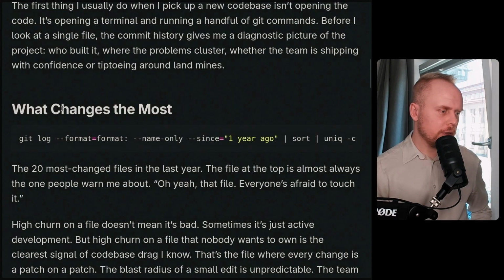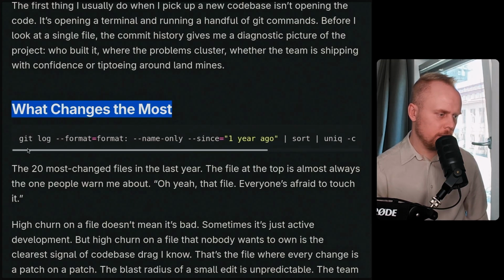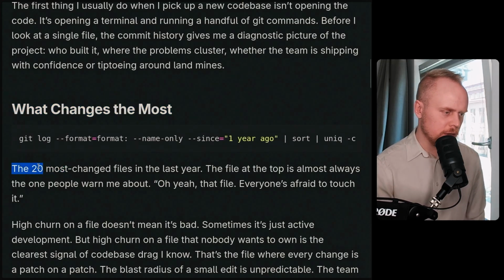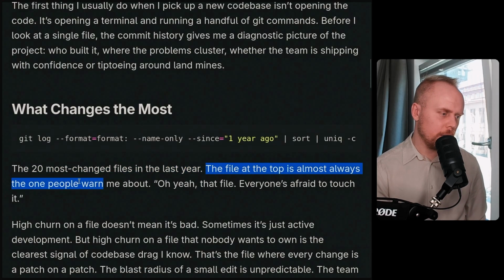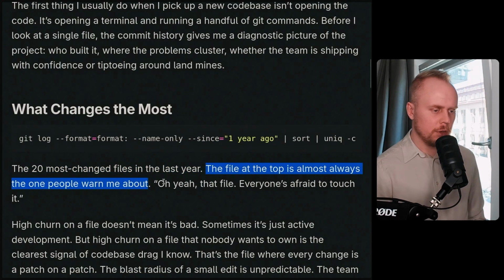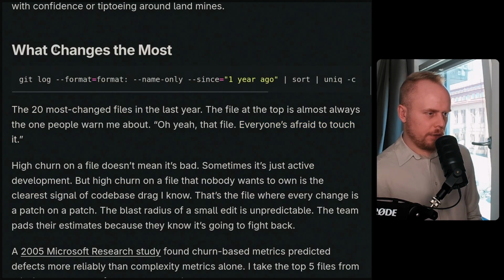So one thing he looks at is what changes the most. He uses this command for that, and it tells you the 20 most changed files in the last year. The file at the top is almost always the one people warn me about. Oh yeah, that file, everyone's afraid to touch it. So I think that's smart. Yeah, what changes the most?